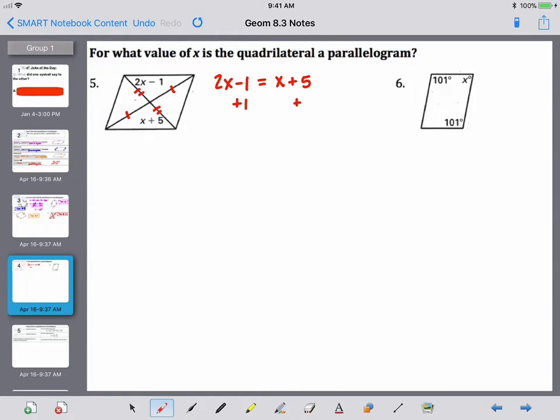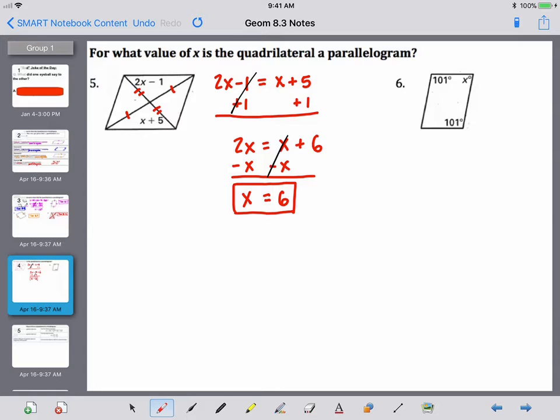First thing we can do is add 1 to both sides. Then these will cancel. And we end up with 2x equals x plus 5 plus 1, which is 6. So now I'm going to get rid of this x on the right-hand side by subtracting it. So 2x minus 1x leaves me with x is equal to 6.